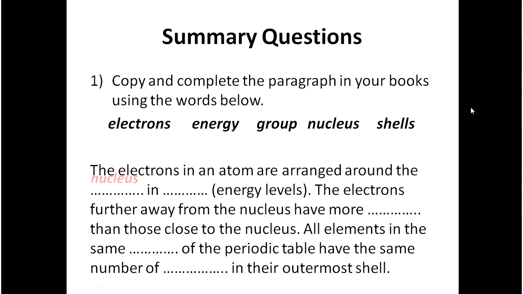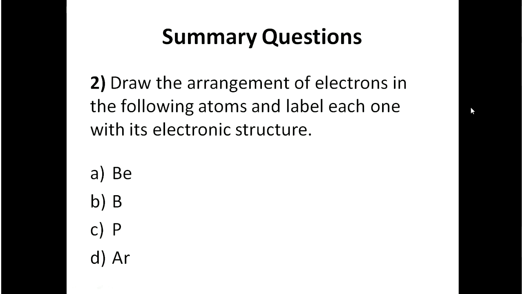The electrons in an atom are arranged around the nucleus in shells, also known as energy levels. The electrons further away from the nucleus have more energy than those close to the nucleus. All elements in the same group of the periodic table have the same number of electrons in their outermost shell.